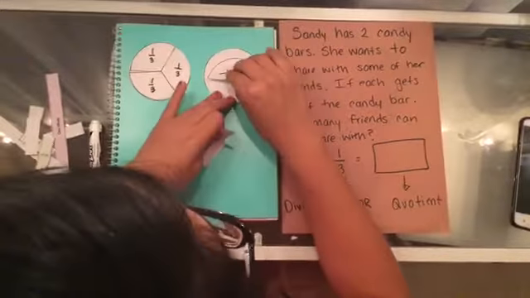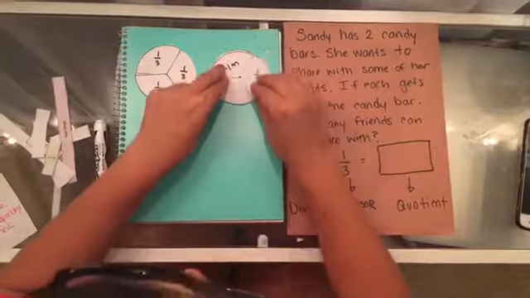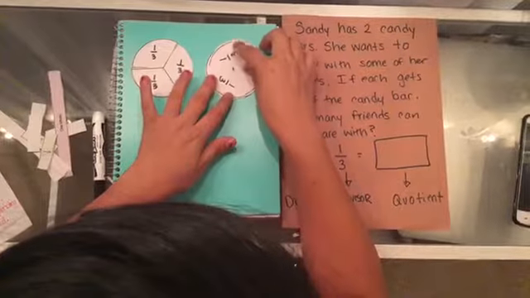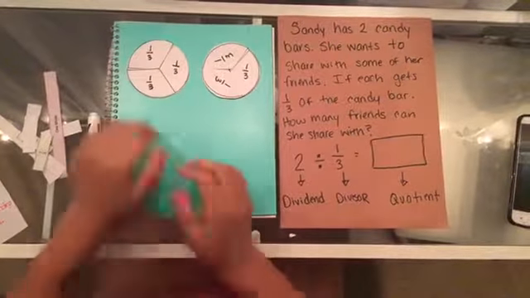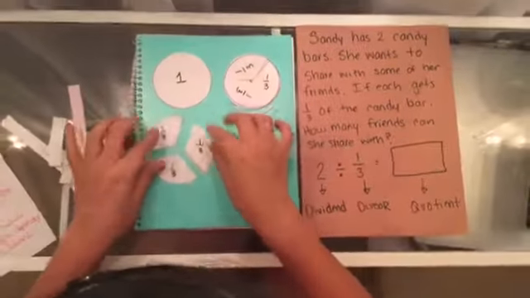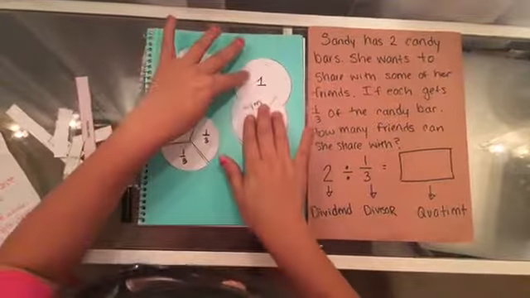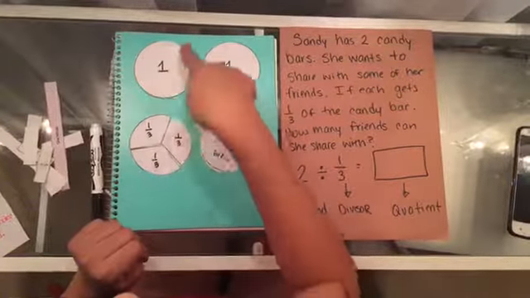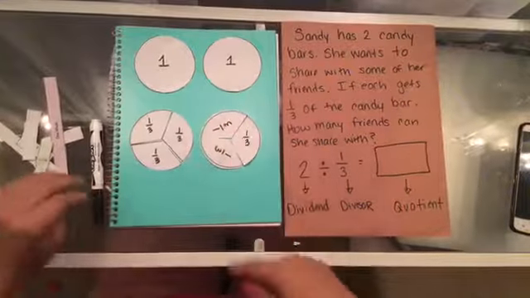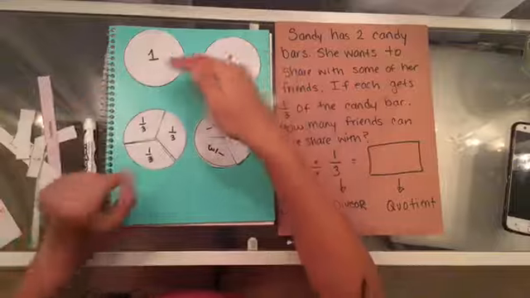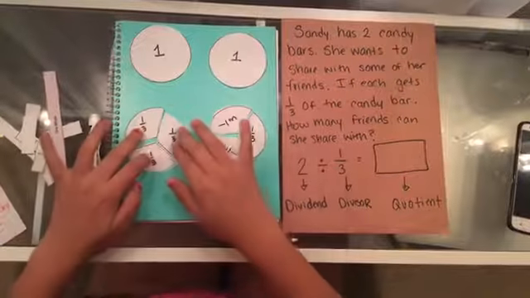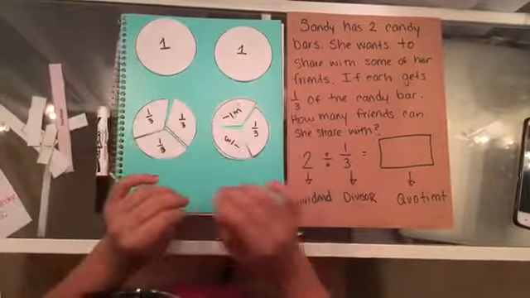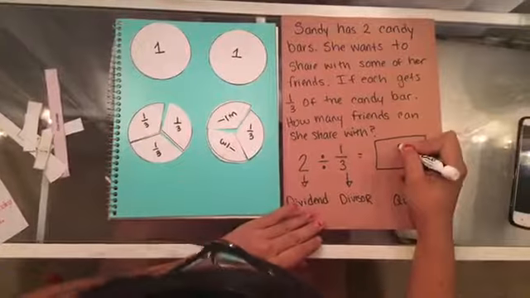Let's go to the second one. 1 1/3, 2 1/3, and 3 1/3. Okay, so I have come to the conclusion, and I went ahead and scooted this down so you can see that 3 1/3 is equivalent to a whole. Alright, 3 1/3 makes a whole. So if I have 2 candy bars and I divide those by 1/3, I come up with 1, 2, 3, 4, 5, 6 1/3. So my answer, or my quotient, is 6.